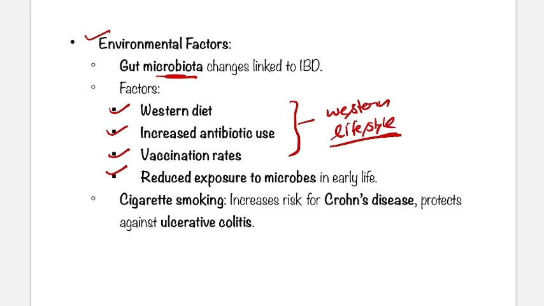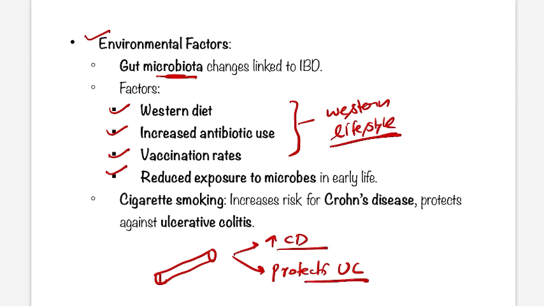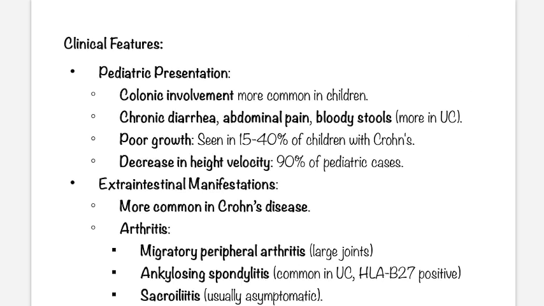The important consideration is cigarettes, as we are aware, which increase the risk of Crohn's disease and protect against ulcerative colitis. So don't have cigarettes because they increase Crohn's disease, but somehow they decrease the risk of ulcerative colitis. This statement has been tested multiple times. Cigarette smoking is an increased risk factor for Crohn's disease and protects against ulcerative colitis.